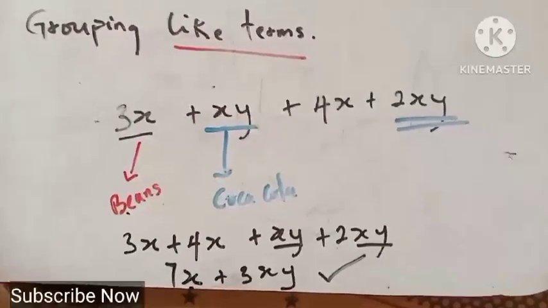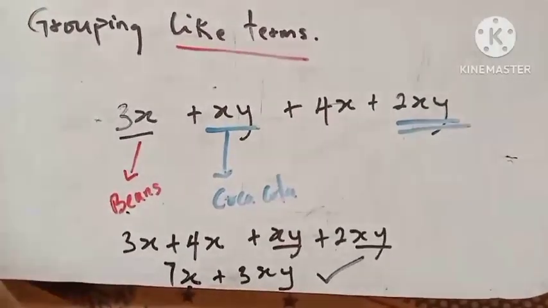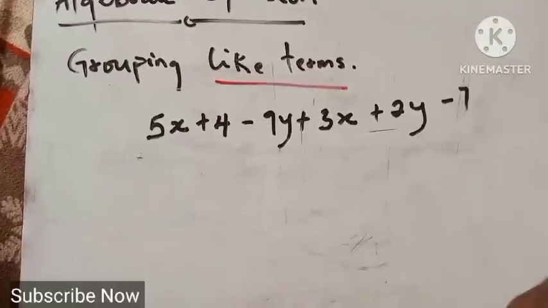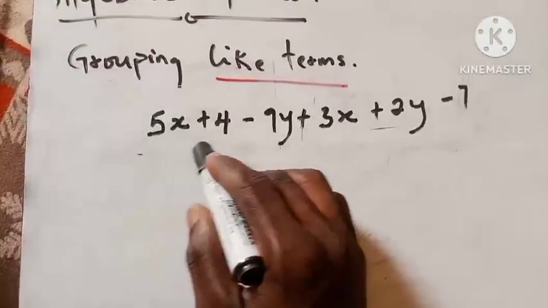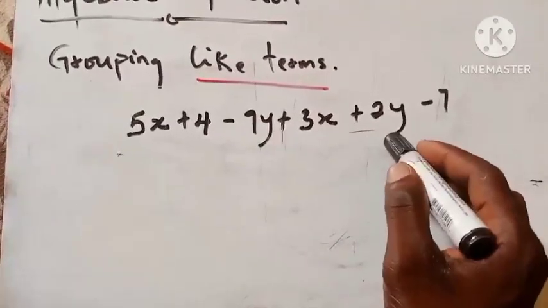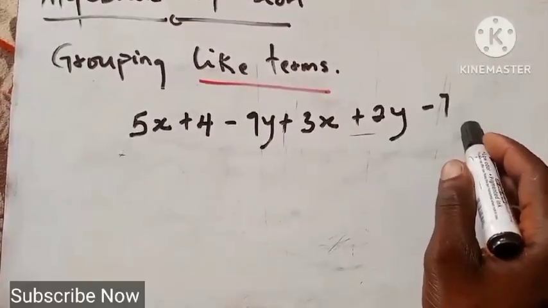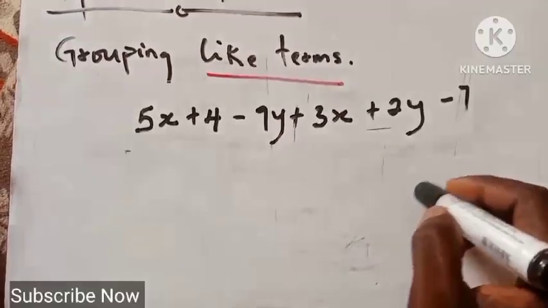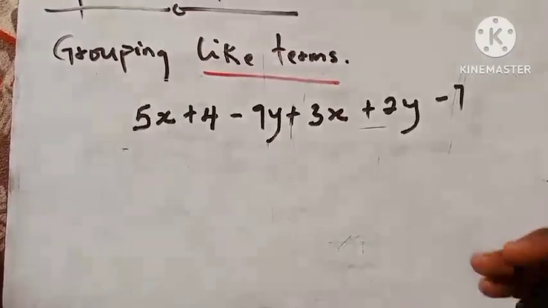Now, let's look at a more complicated example. This is what we have: 5x plus 4, minus 9y, plus 3x, plus 2y, minus 7. I guess you can pause this video, give it a try, and then come back and check the solutions.